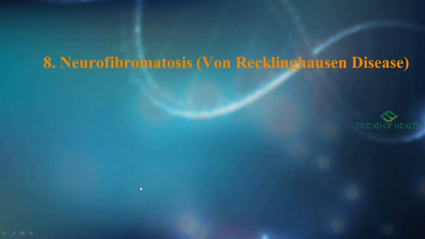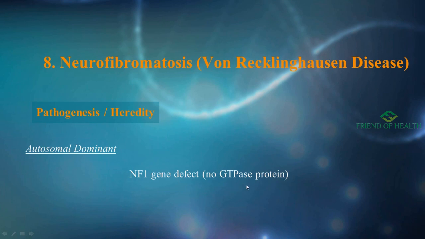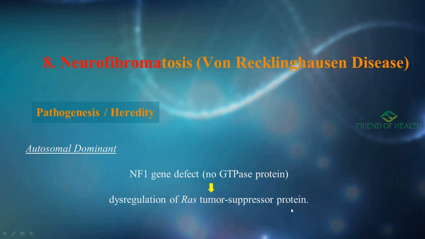Eighth one is neurofibromatosis, von Recklinghausen disease. Again, pathogenesis is autosomal dominant, with an NF1 gene defect, no GTPase protein. So this is the pathogenesis, and what happens is dysregulation of the RAS tumor suppressor protein. So again, this itself is a question. In neurofibromatosis, the defect is in the NF1 gene, and no GTPase protein will be there. Dysregulation of RAS tumor suppressor protein, and it is a very repeatedly asked question, neurofibromatosis.